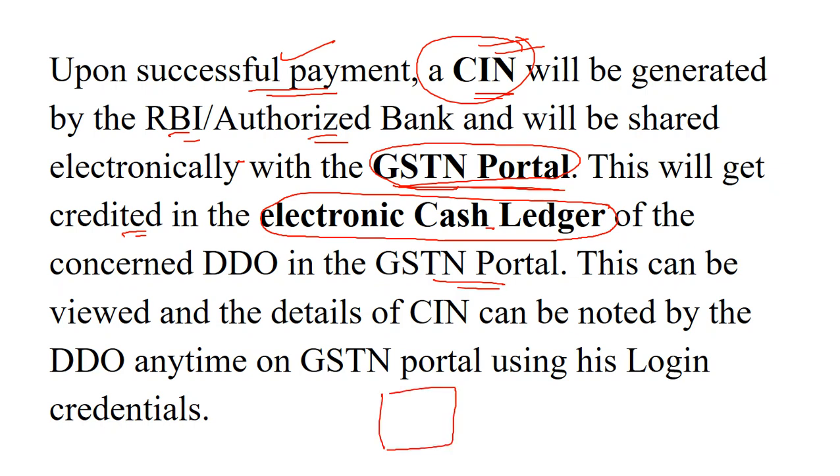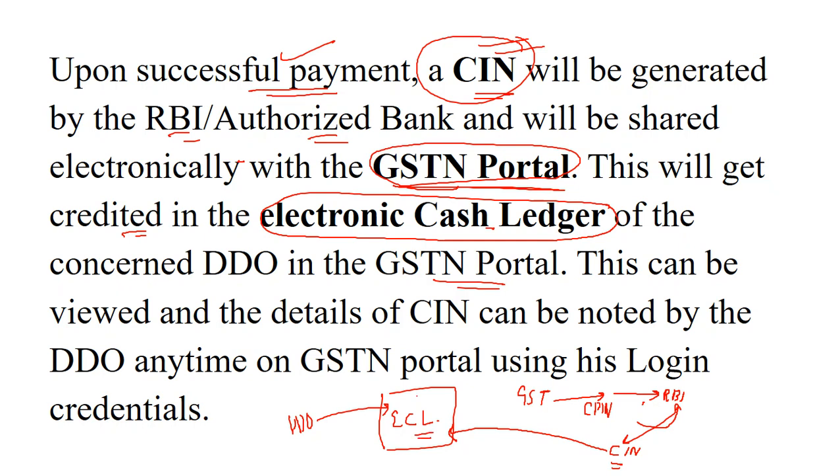That means each DDO has an electronic cash ledger on the GST portal. The amount deducted by the DDO as GST, which was uploaded on the portal, and a CPIN number was generated, and the amount was paid to RBI directly through NEFT or to an authorized bank, which directly goes to RBI. And after successful payment, a challan identification number is generated, and it will be shared with the GSTN portal, and the amount will be credited to the electronic cash ledger of the DDO.